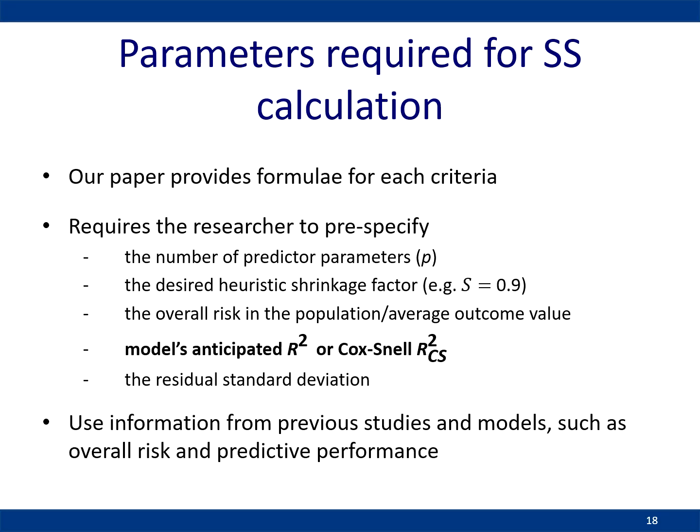So obviously, as with any sample size criteria, we require certain inputs to be pre-specified by the researcher. And in this case, we need a set of 5 things. So we need to know the number of candidate predictor parameters that you're considering, the desired heuristic shrinkage factor, we recommend 0.9, but you might want to target a higher shrinkage factor than this. I'll talk about that at the end. We need an idea of the overall risk in the population or the average outcome value when we're interested in linear regression. And we also need some estimate of the residual standard deviation.